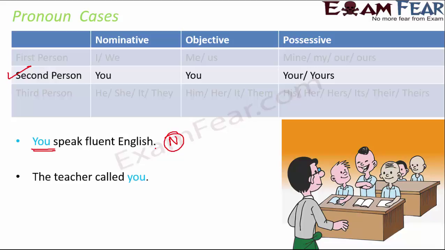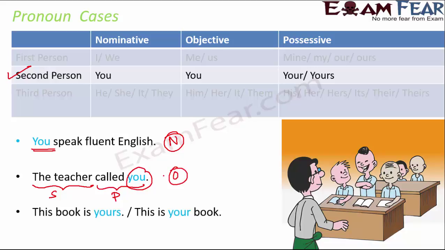Look at this one. The teacher called you. So here the teacher is the subject, called you is the predicate. So basically you is object here. So here the pronoun is used as an object, and therefore this is an example of objective case.